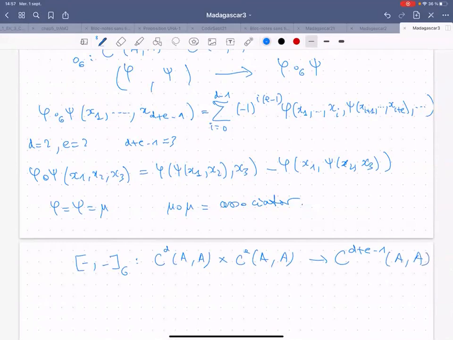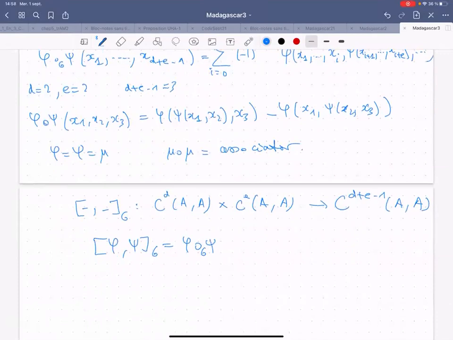And this bracket, [phi, psi]_G, is defined as phi composed with this Gerstenhaber circle psi, minus (-1)^((e-1)(d-1)) psi Gerstenhaber circle phi. It's a graded commutator.